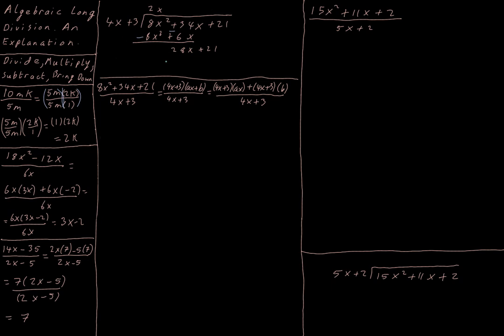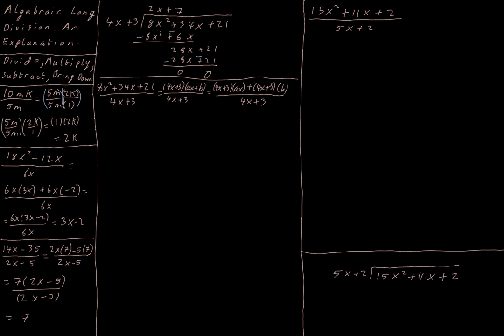Repeat the whole cycle again. 4x goes into 28x 7 times. Multiply, we get 28x plus 21, and subtract, and everything sums to 0. So those are our steps.